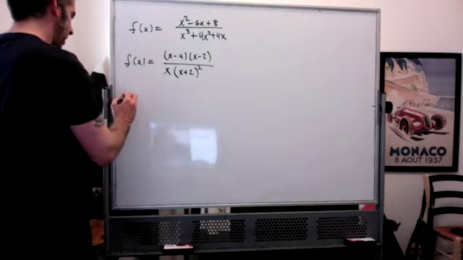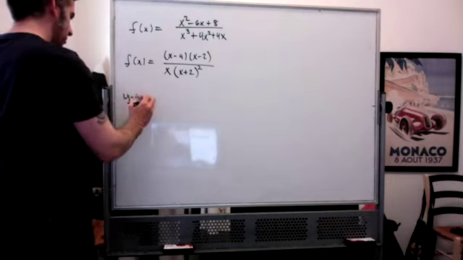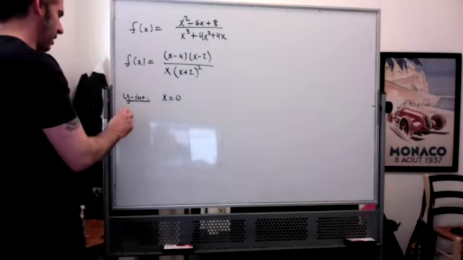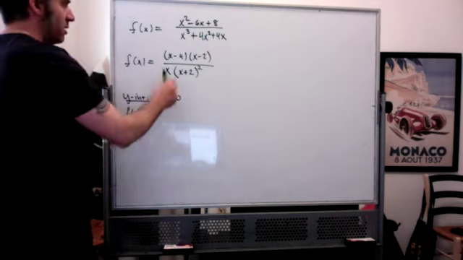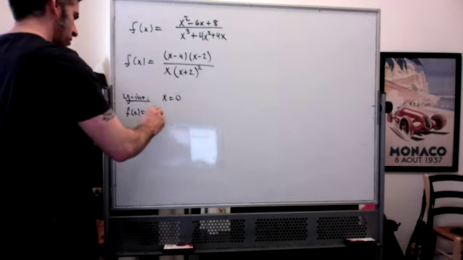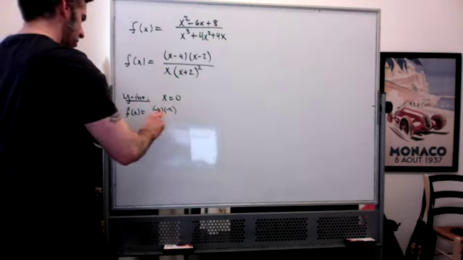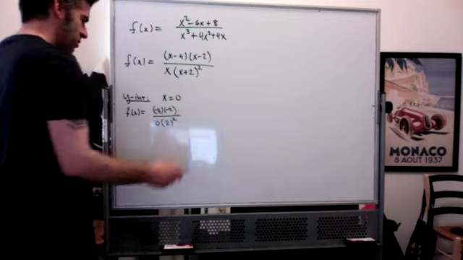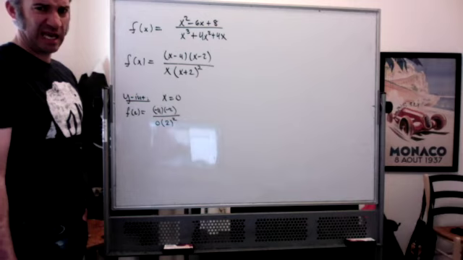So let's find the y-intercept. So at x equals 0, we get f of 0 is negative 4 times negative 2 divided by 0 times 2 squared. What's that?